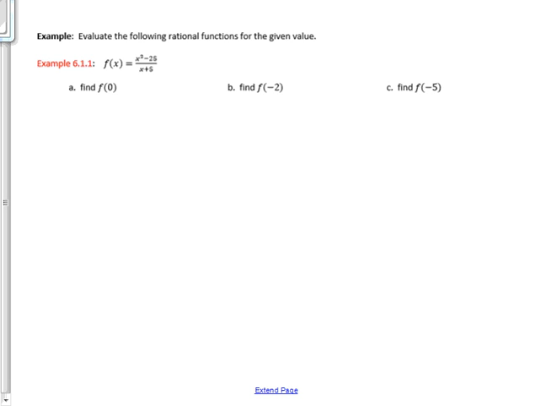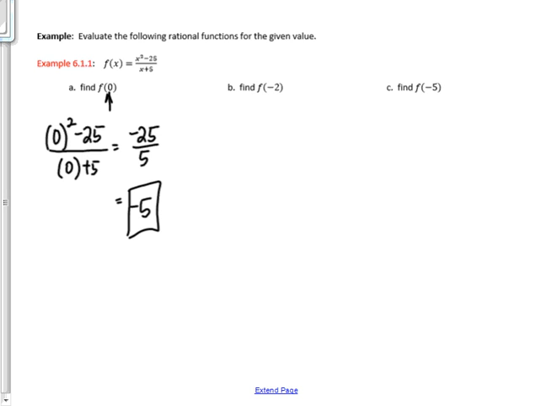So the first ones are evaluate the following rational functions for the given value. So if I give you a rational function, f of x equals x squared minus 25 over x plus 5, and I say find f of 0, all I'm doing is asking you to plug in the 0 for x. And remember, every time you plug in a number, you put it in parentheses. So on the top, I get negative 25, and on the bottom, I get 5. And if I simplify that, I get just negative 5.